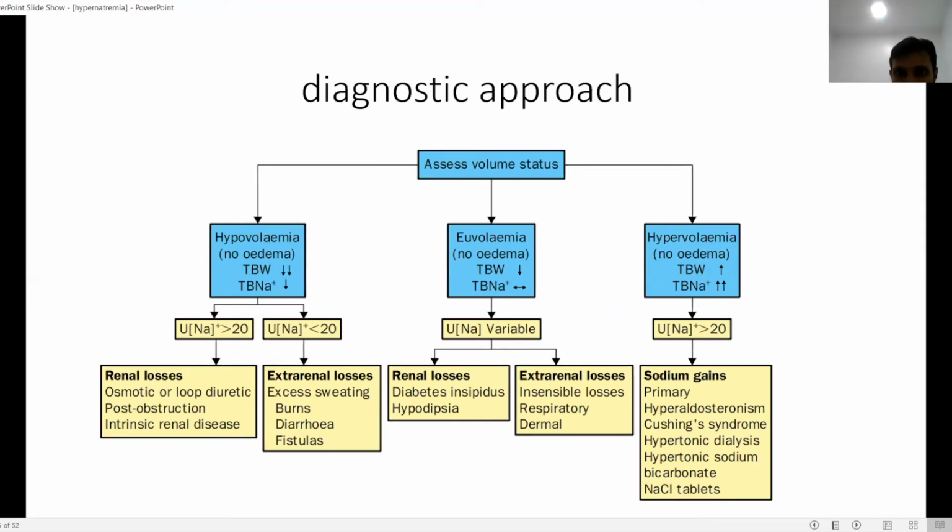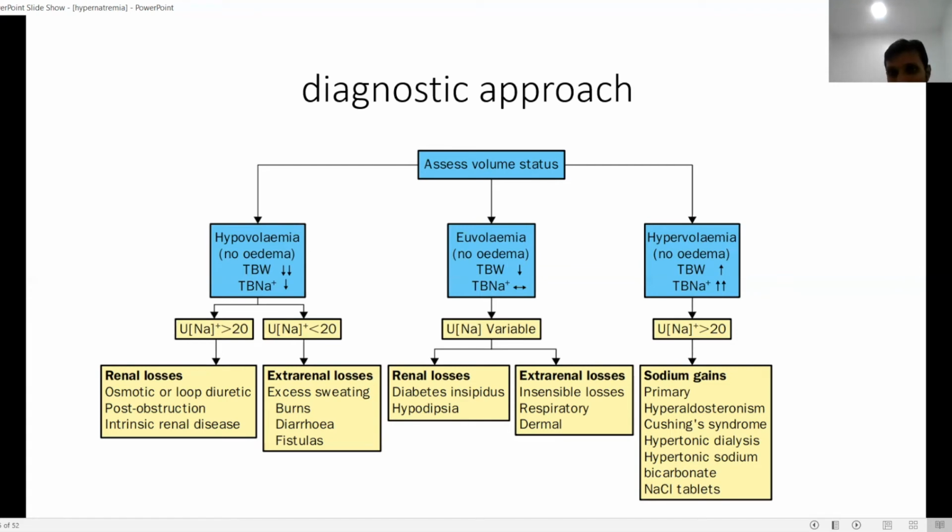This is a flowchart showing the diagnostic approach to hypernatremia. First thing we should do is assess the volume status, whether he is hypovolemic, euvolemic, or hypervolemic. If the patient is hypovolemic, there will be definitely low total body sodium and low total body water. Then we should look at urinary sodium. If it is more than 20, definitely there is urinary loss of sodium, in patients getting osmotic or loop diuretics, or with some kind of obstruction in the kidney, and in intrinsic renal disease patients. And if the urinary sodium is less than 20, then there should be some external losses of water: excessive sweating, burn patients, any fistulas or diarrhea patients.